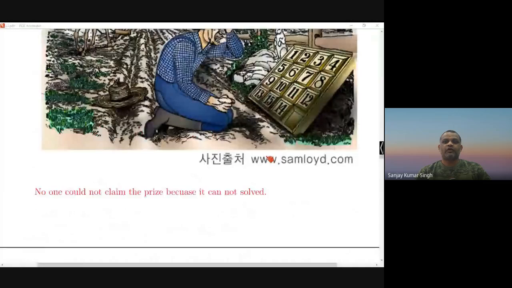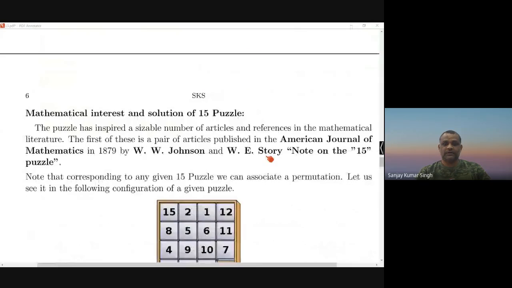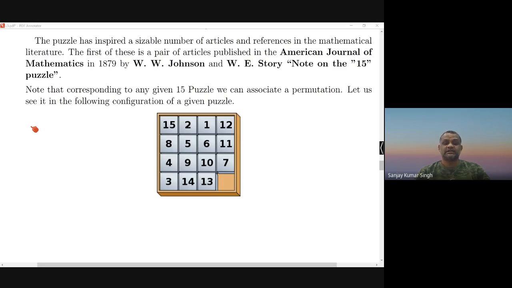Now, from the game, I am moving to the mathematics part of the game. First, I will just tell you that there were 2 papers in the American Journal of Mathematics in 1879. One is by Johnson and the second is by Story. The title for both papers was Notes on the 15 Puzzle. Interested people can go and search for this.